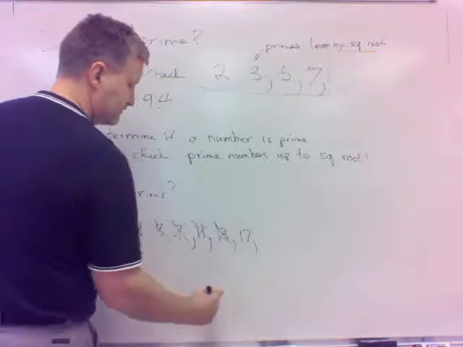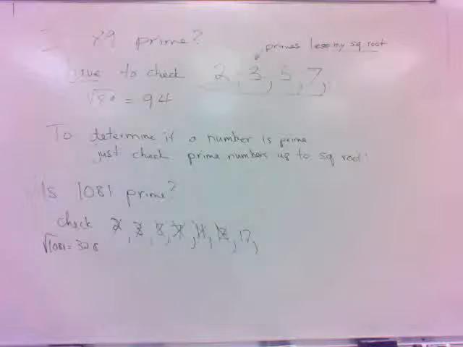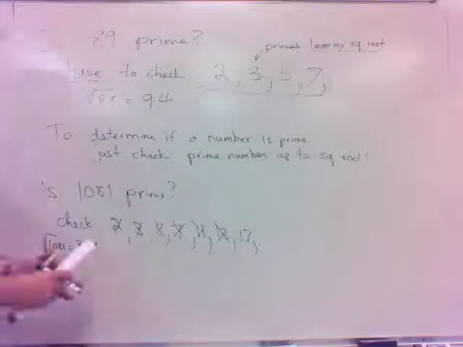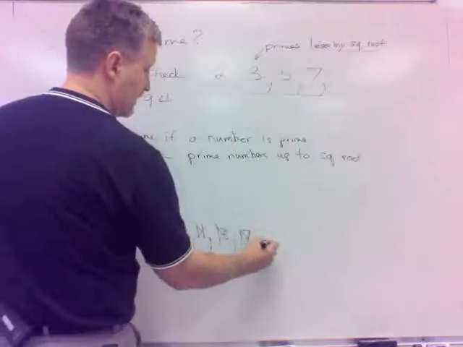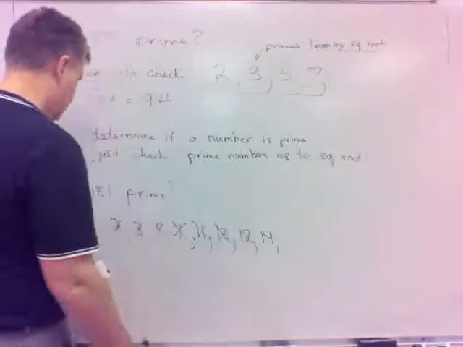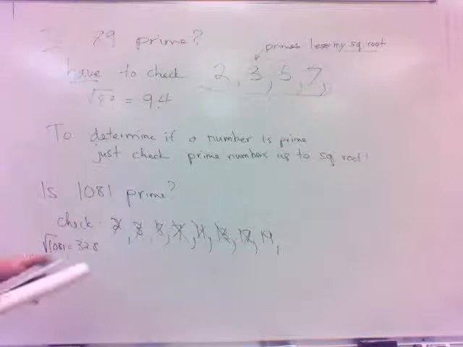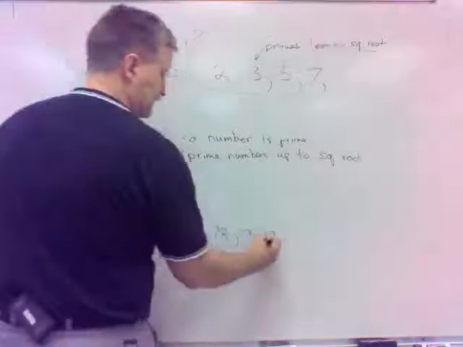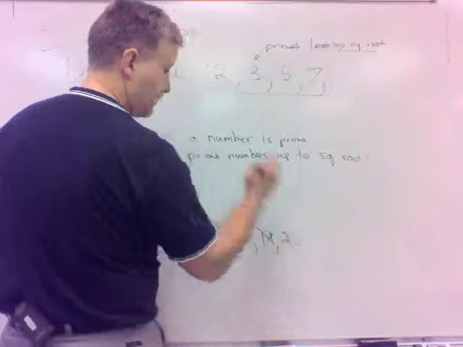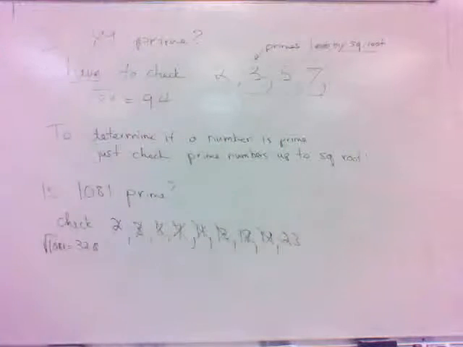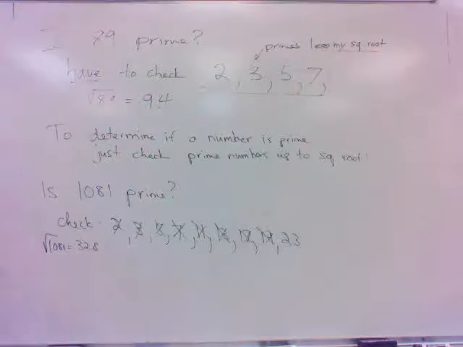17. Does that go evenly? No. Okay. Got a remainder. 19. 1081 divided by 19. Checking it. No. What about 23? Aha!